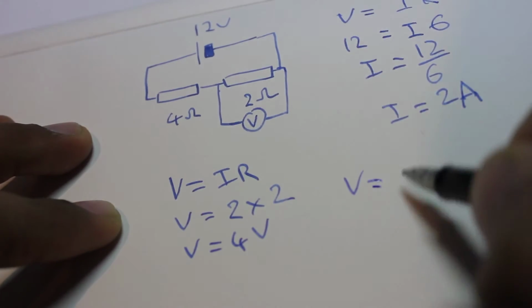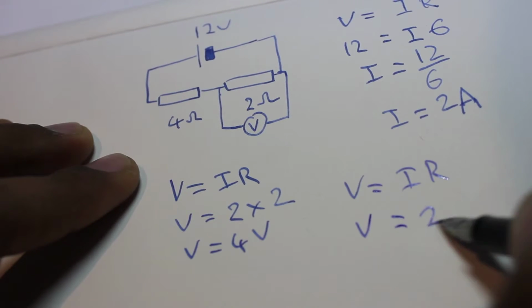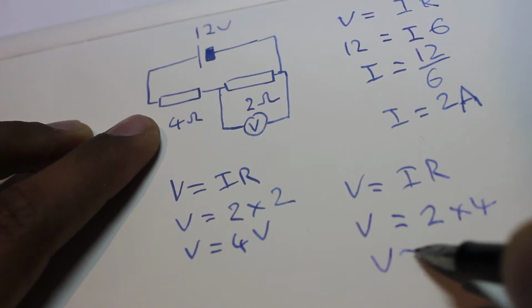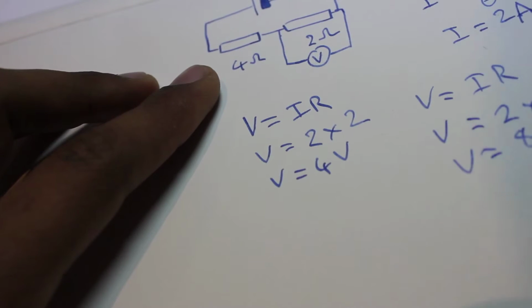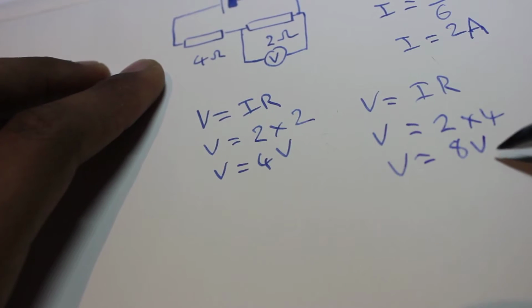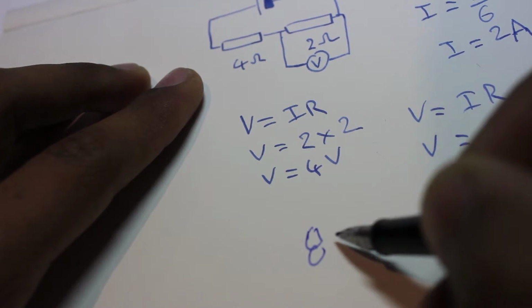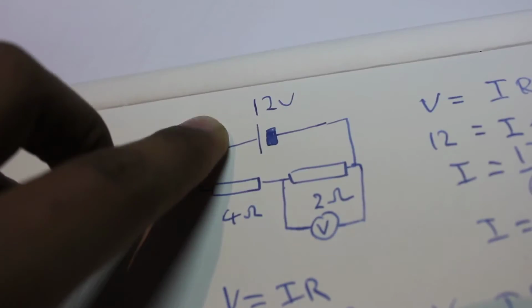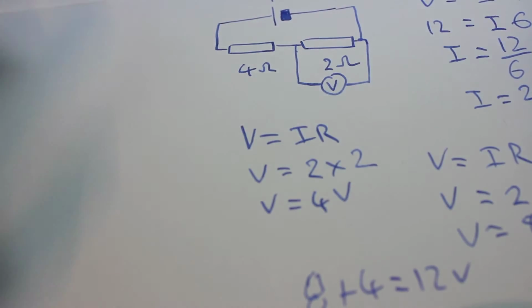And across this resistor you have V equals IR again, but voltage equals the current of 2 times the resistance of 4 ohms. Voltage equals 8 volts. And what's interesting is if you add the 8 volts and the 4 volts, you get 12 volts, which is the initial source voltage. So now we've got that covered.